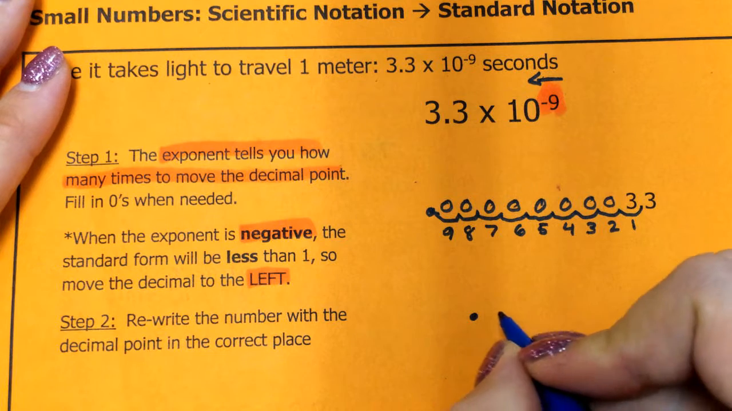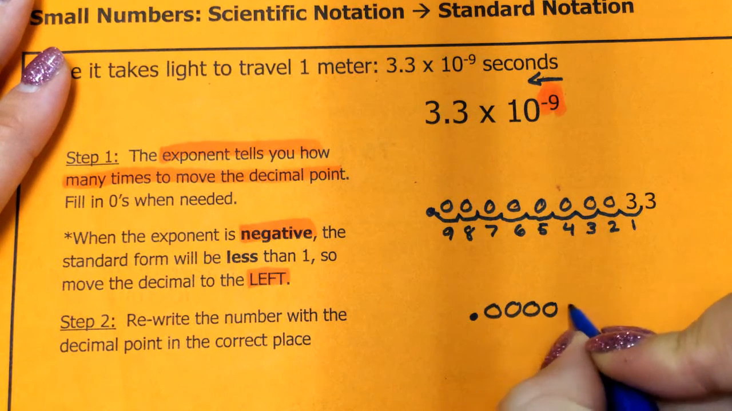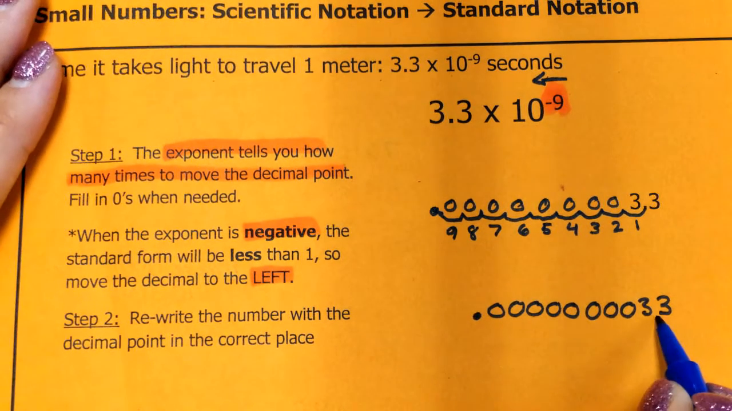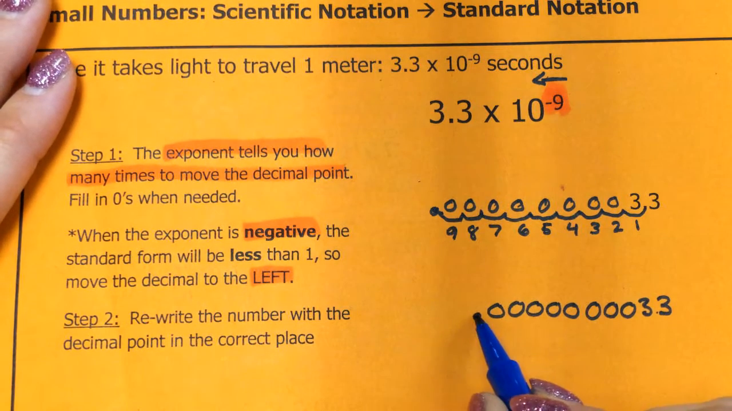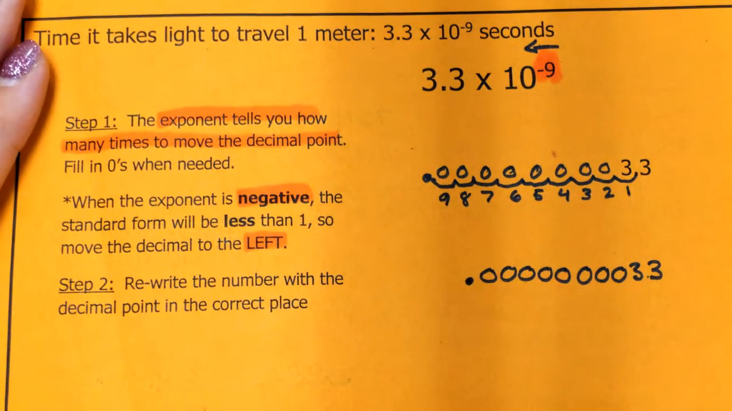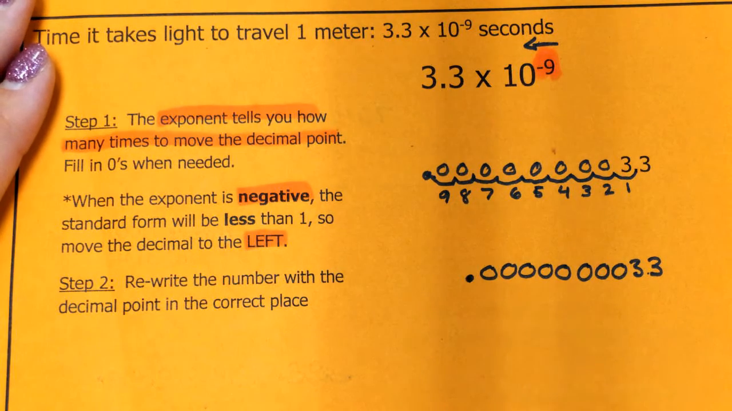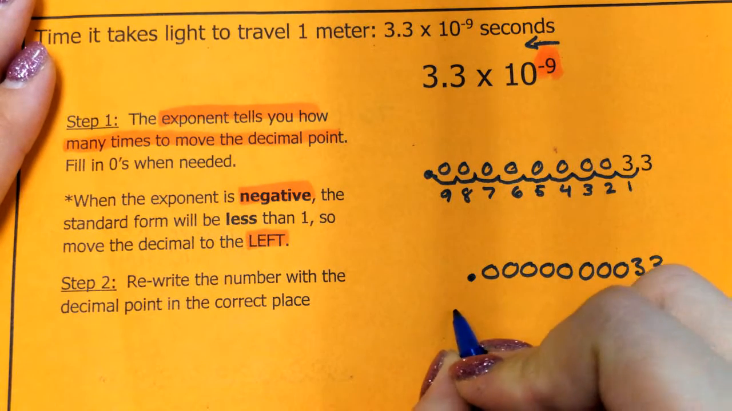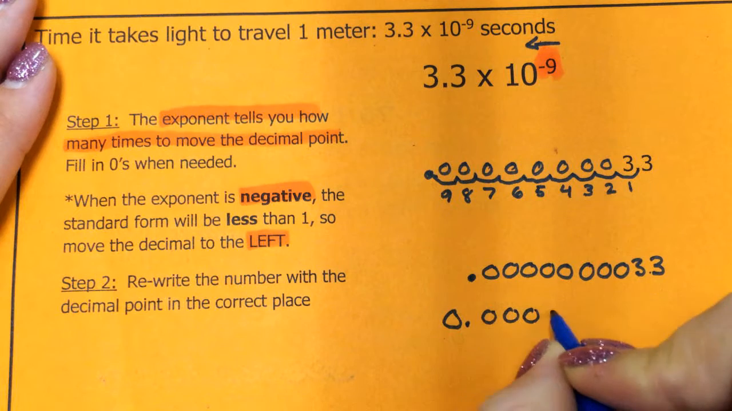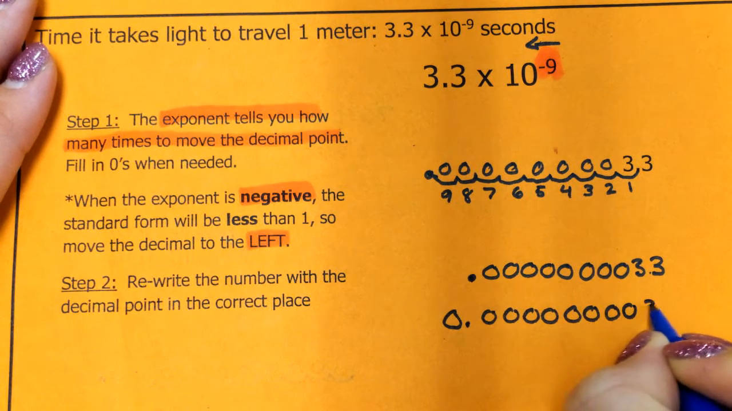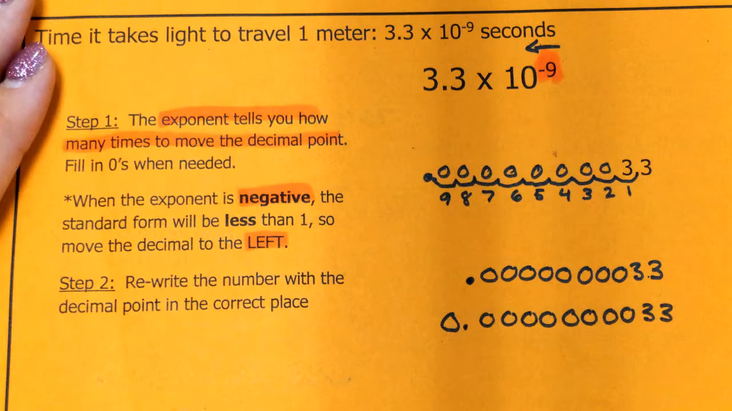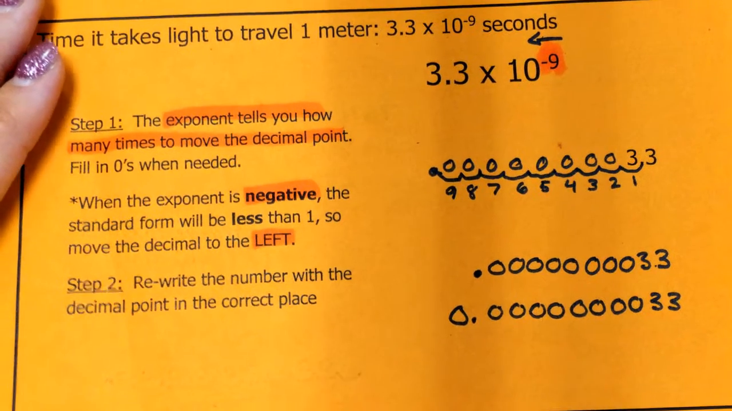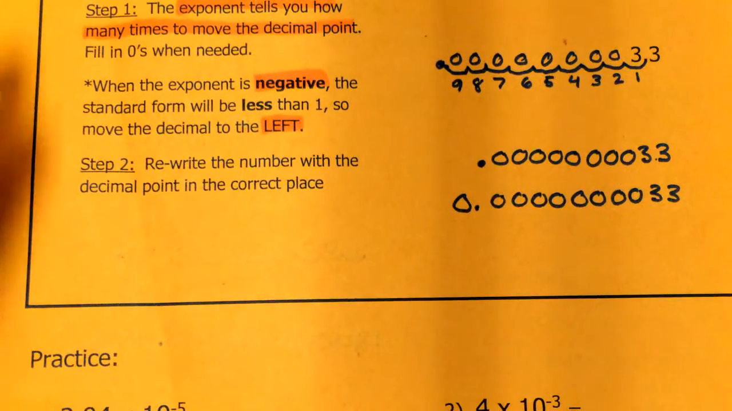So my new number here is, and again, I don't have a decimal over here anymore. I picked it up and I put it all the way over here. So when you're doing small numbers, your decimal is going to end up all the way on the left. Remember, this number is the exact same thing as this number. Having that 0 before the decimal point doesn't change the number. It's the same thing. So let's look at the next one.